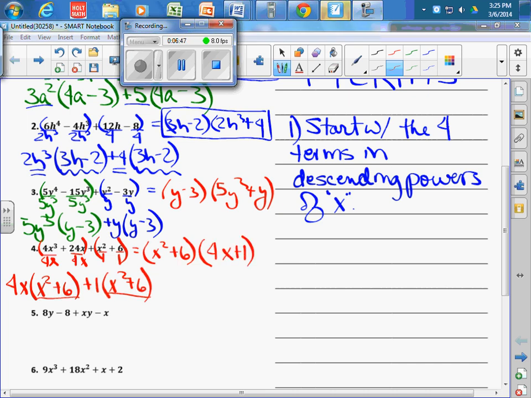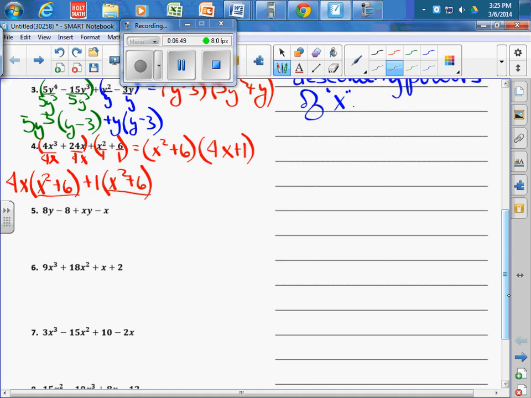That one's a little bit of a tricky one. In number 5, I know we said we needed to start with descending powers. This one might be a little bit tricky because we have x's and y's. So let's just group the first two together and see what happens. I'm going to group 8y minus 8 together. And what's in common here? An 8, right? So I'm going to have 8 times the quantity y minus 1.